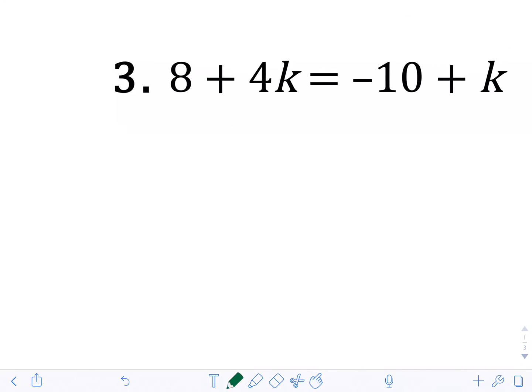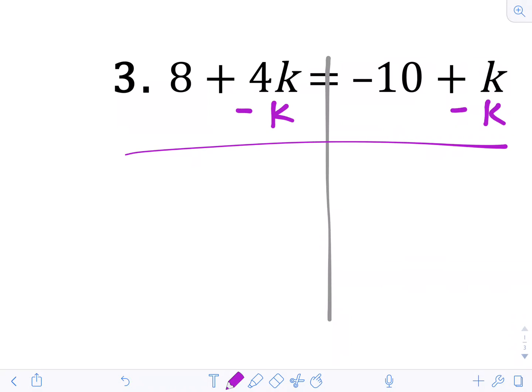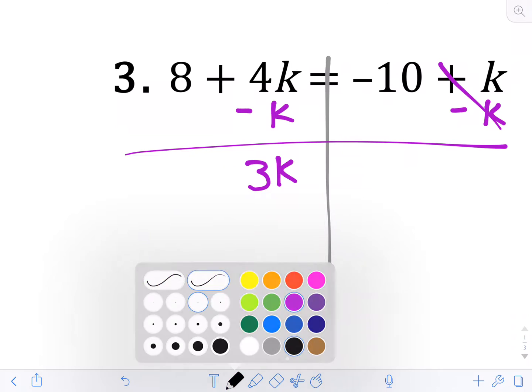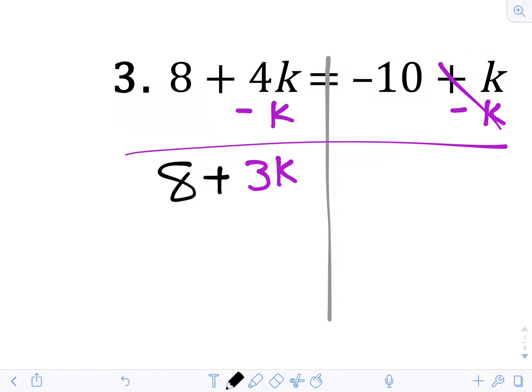Alright, number 3, and again, you can always pause this, rewind it, etc. Okay, so first I see if there's anything I can combine on either side, and there's not. Then I want to get my k's on the same side, so I'm going to move my smaller k. So 4 minus 1, that gives me 3k, and over here those cross out. So I have left over an 8, this is a plus, is equal to a negative 10.